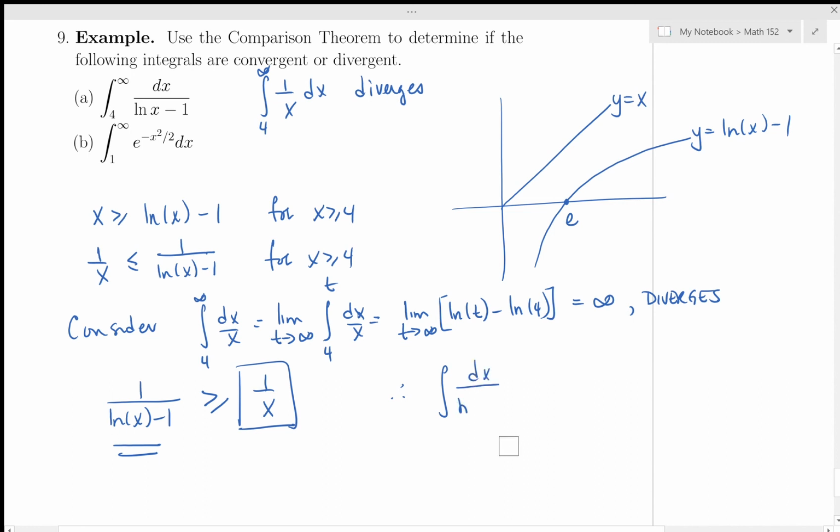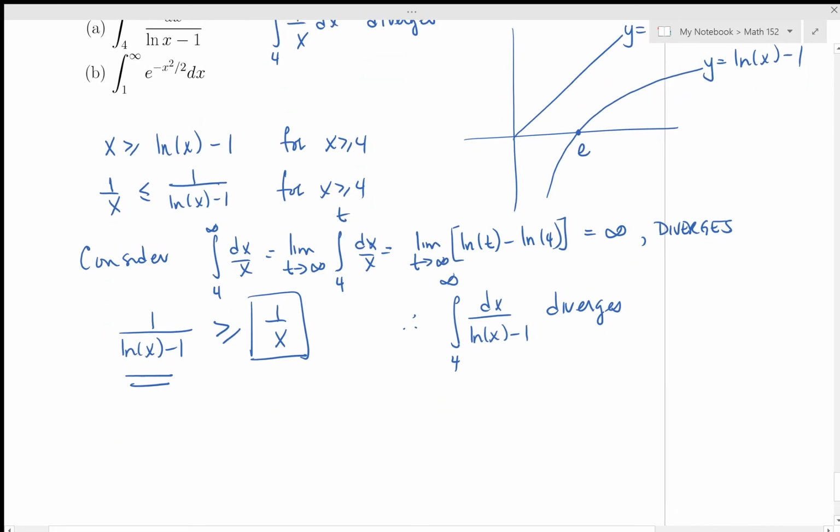And I did not have to integrate this function. In fact, it does not integrate in terms of elementary functions, so I could not have done that. But just to figure out whether it diverges or converges, I don't have to be able to integrate it. Okay, so let's take a look at the next one.